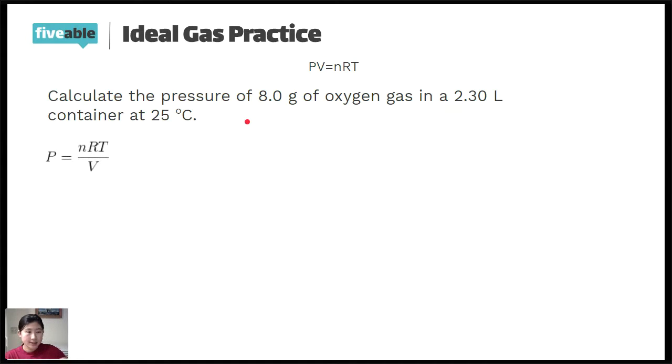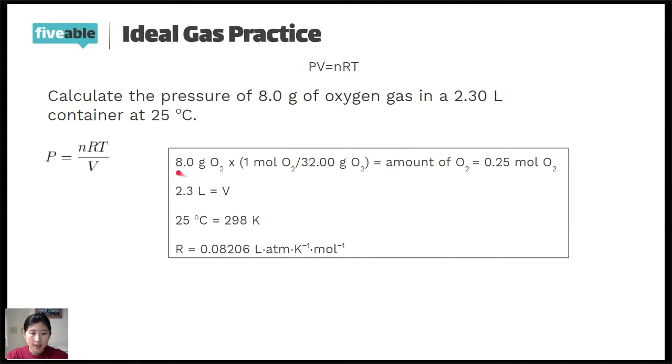So first we're going to list out the equation. PV equals nRT. We can manipulate it so that we have P on one side of the equation and nRT over V on the other side. And over here, we have 8 grams of oxygen. So we know that 1 mole of oxygen gas, which is O2, is equal to 32 grams of oxygen. So therefore, we come out with 0.25 moles of oxygen gas.